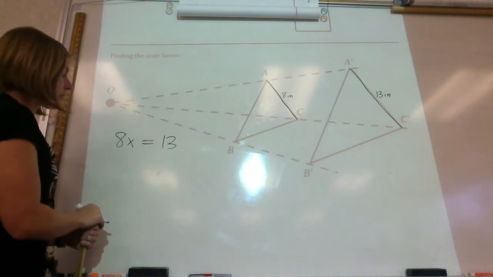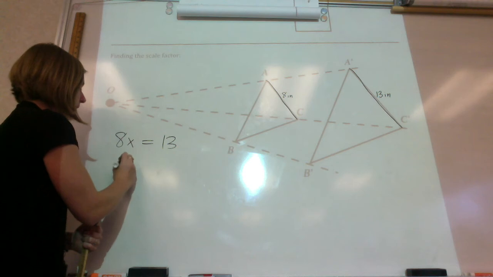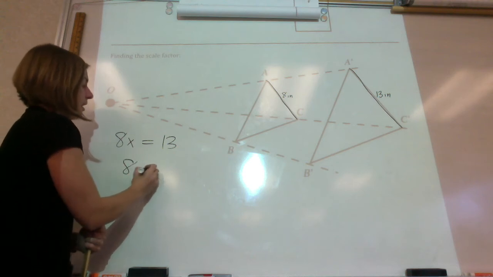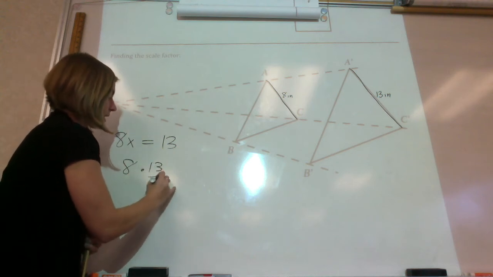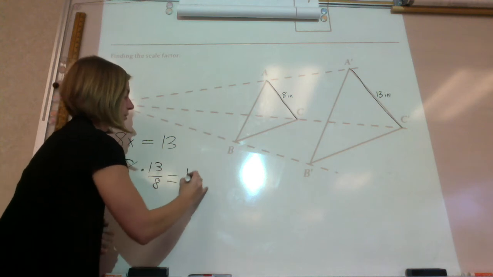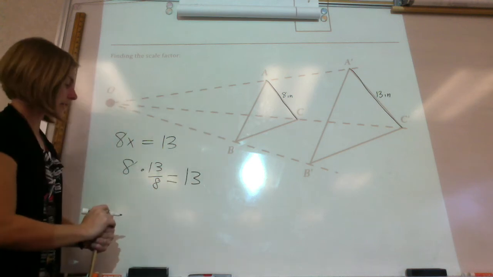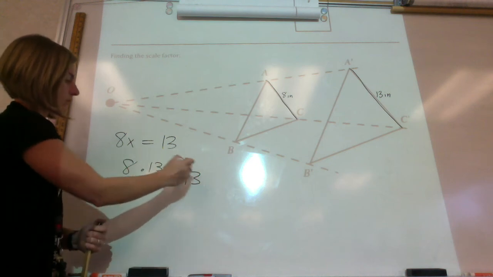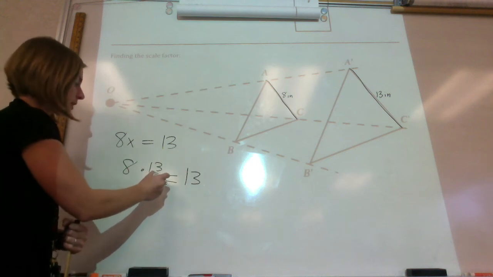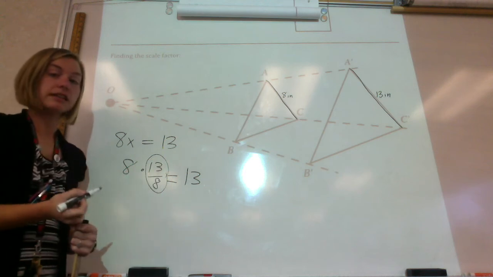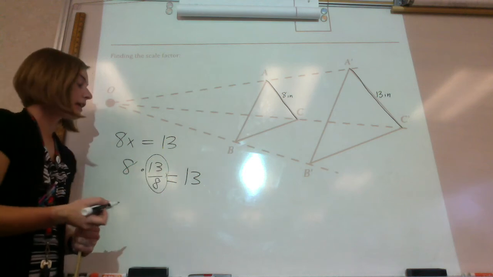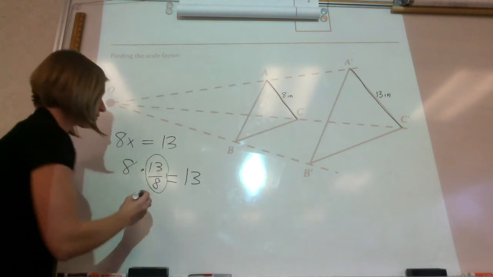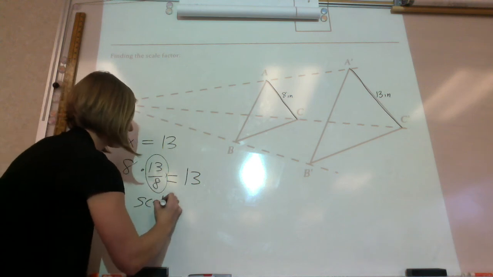You can just think about the fact that if you multiplied 8 by 13 over 8, that will give you 13. And take a second to look at that, because I know we're all kind of bad at fractions. The 8s would cancel out, so 13 is what would be left. So this right here is our scale factor. Our scale factor is 13 over 8, or you could leave it as a mixed number.